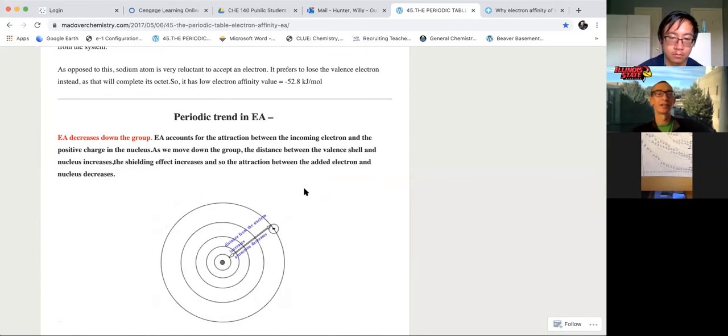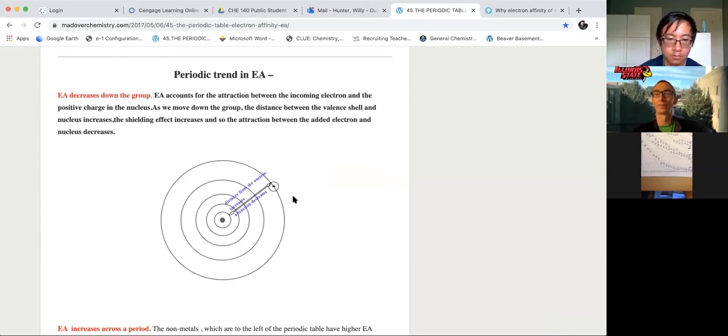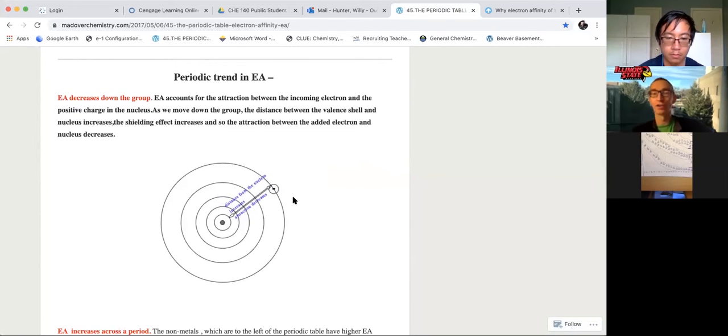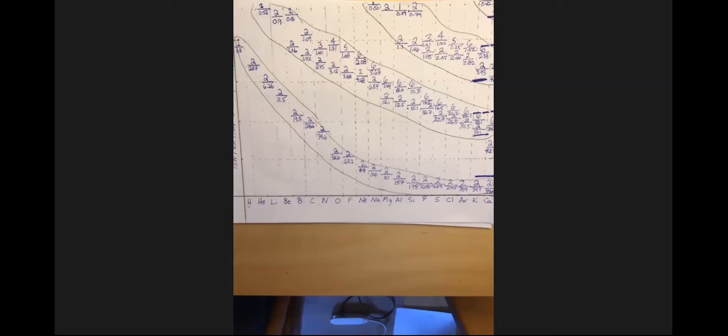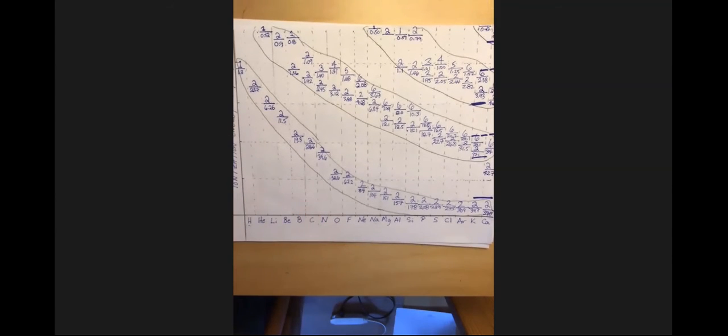And that's because, as you move down the group, the distance between the valence shells and the nucleus increases, and so the attraction of adding the electron to that atom gets smaller. And so as a result, the electron affinity is smaller. Okay, those are the general trends for electron affinity as you go across periods of the periodic table and as you go down groups of the periodic table. There are some exceptions that the text will outline for you, and if somebody asks me a question about that, we can work on those, but that's generally how it goes for electron affinity.